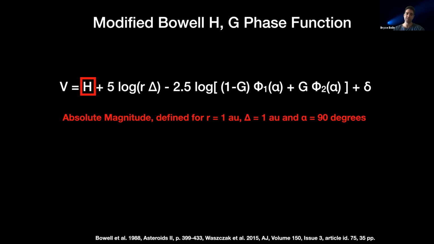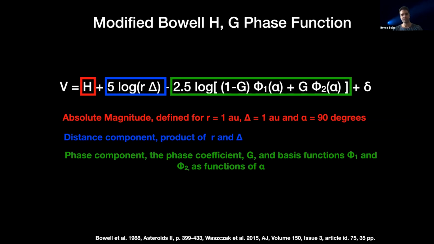It is defined for the unphysical quantity where an object is at 1 astronomical unit distance from the Sun, 1 astronomical unit distance from the Earth, and at a phase angle of 0 degrees. But this is just something standardized. This is what we use to define the absolute magnitude. The next term is the distance component, which is comprised of the heliocentric distance and geocentric distance.